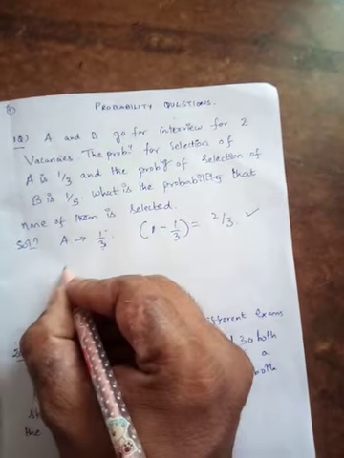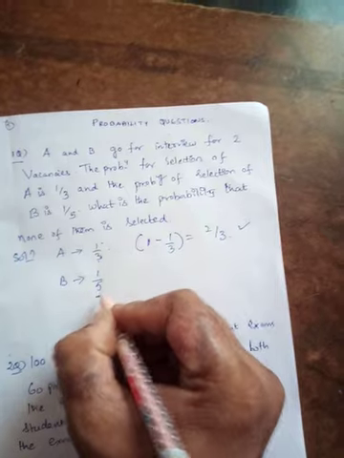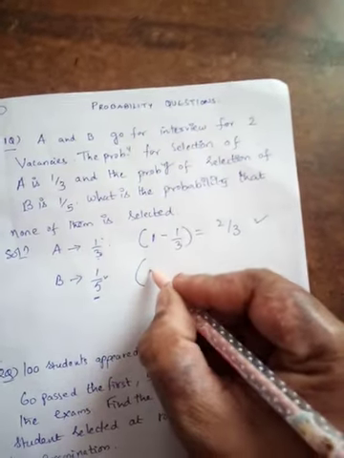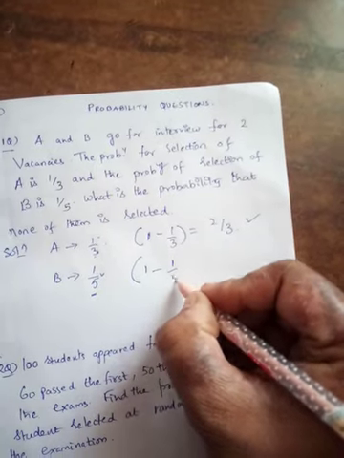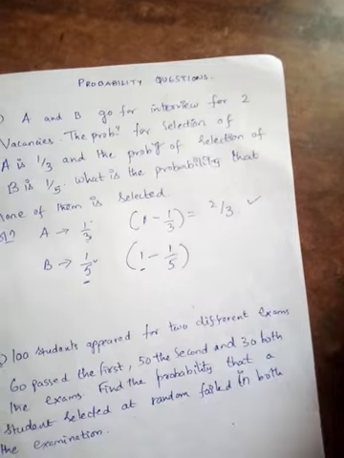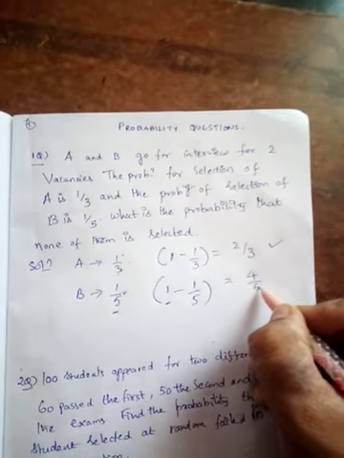In the same way, let us take B. The probability of selection of B is 1 by 5. Out of 5 vacancies, there is one chance for B. The probability of not getting selected is 1 minus 1 by 5. 1 is the total probability, 1 by 5 is the probability of selection. We need the probability of non-selection. That is nothing but 4 by 5.